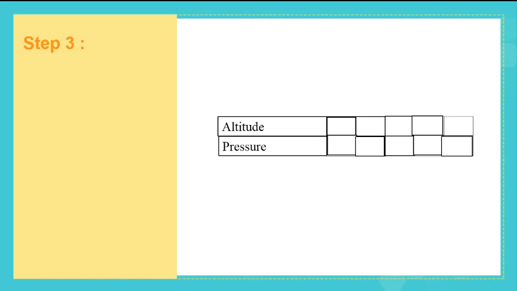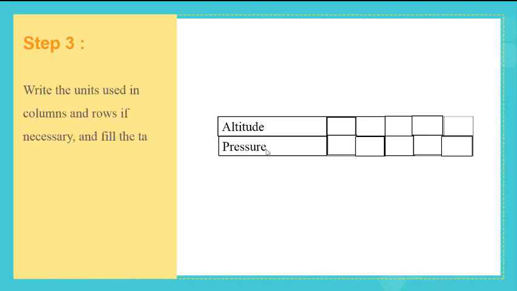Step 3. After indicating the variables in the rows, so altitude in row 1, pressure in row 2, we should write the unit for each variable. So, write the units used in columns and rows if necessary and fill the table by values. What is the unit of altitude? The unit of altitude is kilometer.